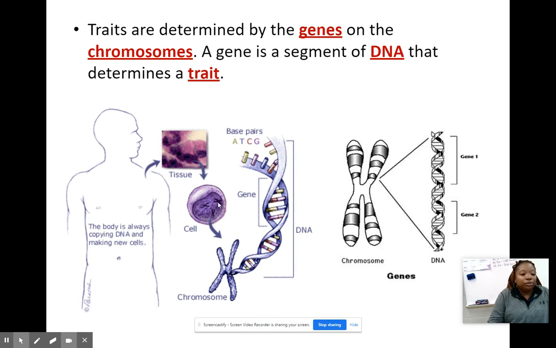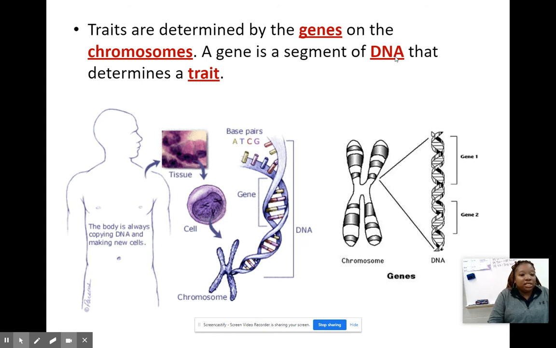But in this situation, since we're talking about humans, the chromosomes would be found inside of the nucleus of the cell. The cell is found in the tissue. The tissue is found in an organ, and then the organ is found in an organ system, and the organ system is found inside of an organism. And in this case, the organism is the human body. So this is how we get a gene, and then this is how we get DNA.